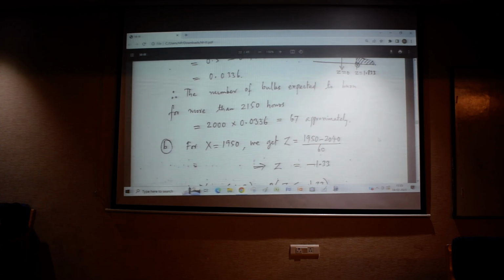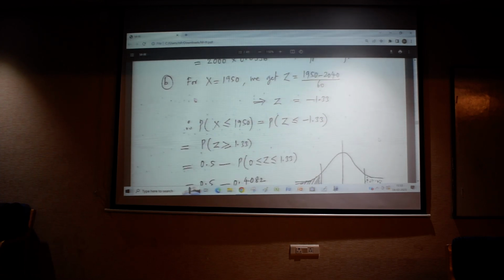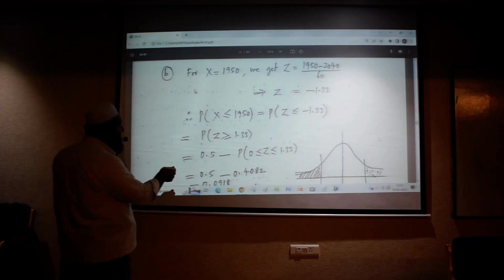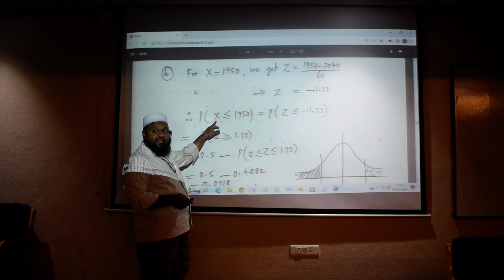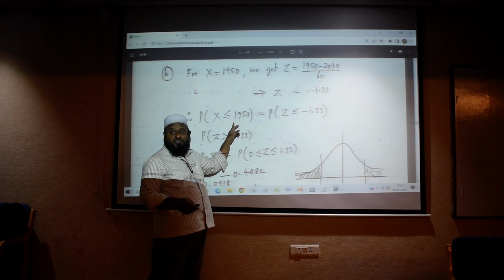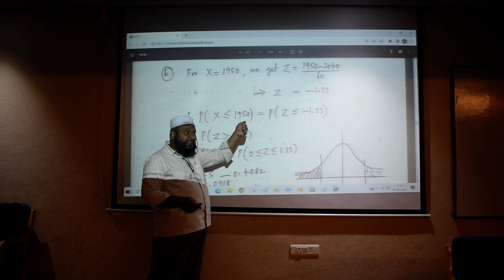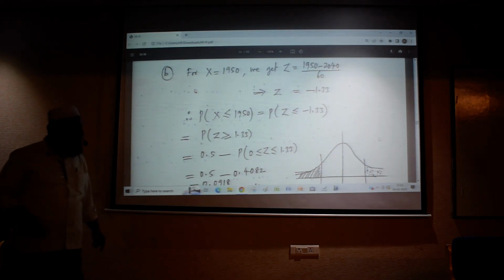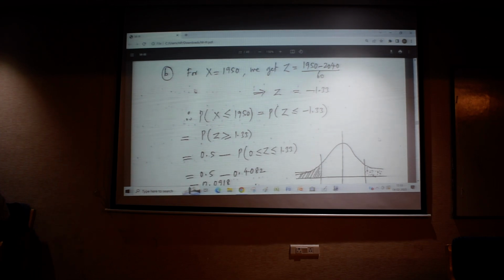Next we want what? Less than 1950. That is the next figure. We want the probability of x less than or equal to 1950, which means the left side. So where is the figure? Yes, I will bring the figure up to here.